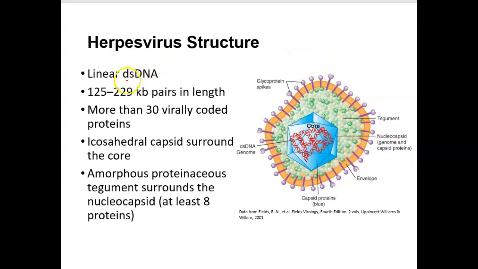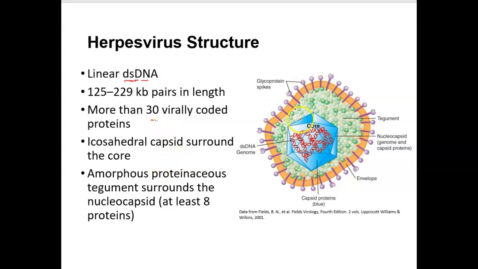They are double-stranded DNA viruses. They have a pretty large genome, right? We've looked at some other viruses this semester that might only have 5 genes or only have 2 genes in the case of hepatitis D, right? These have got more than 30 genes.